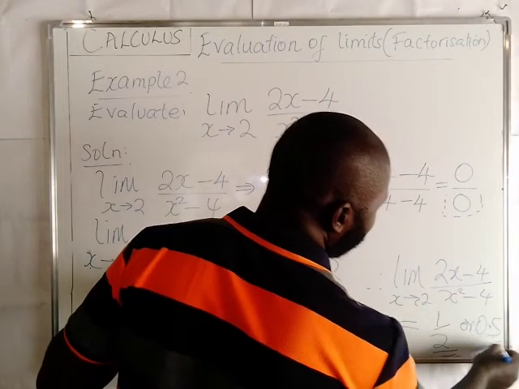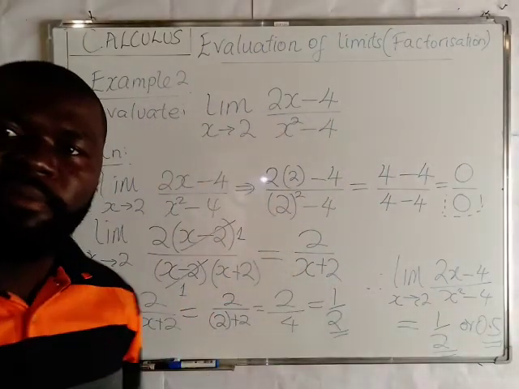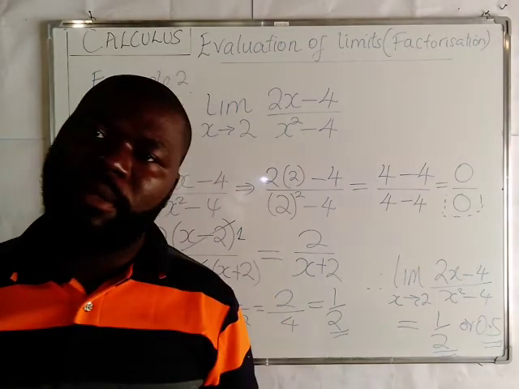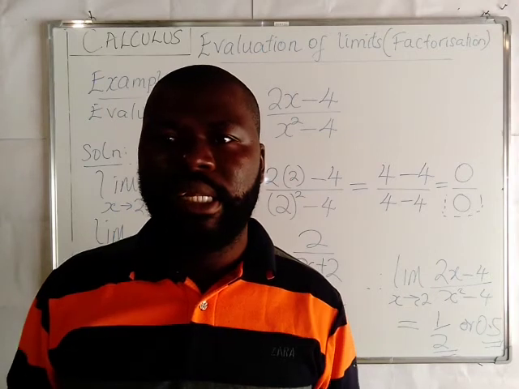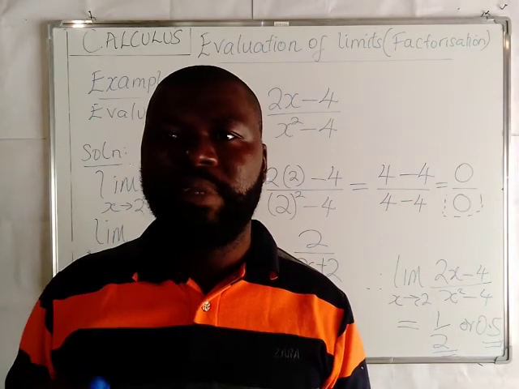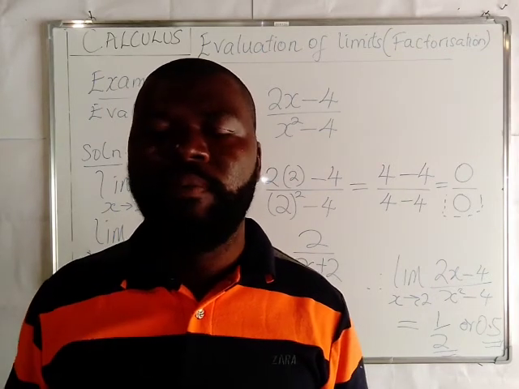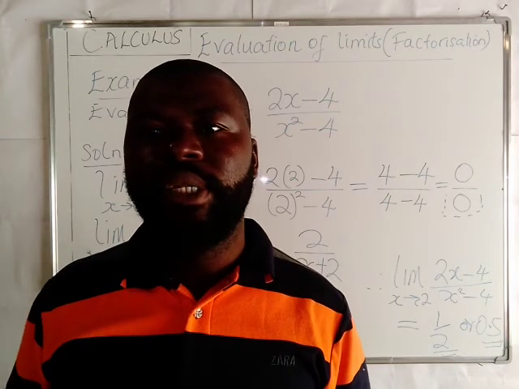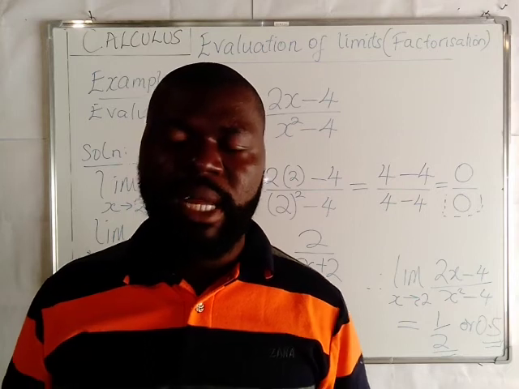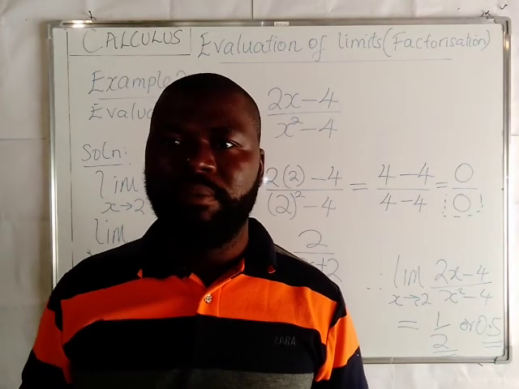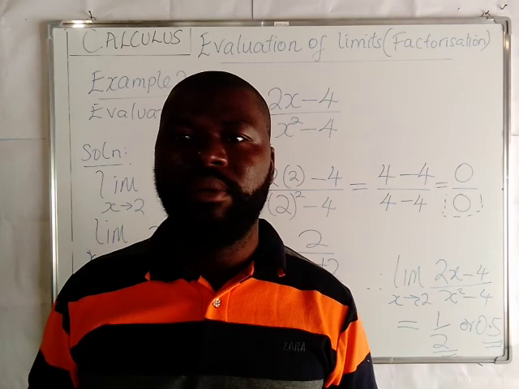or 0.5. So basically, this is how we work out limits when the substitution method gives us the indeterminate form. The indeterminate form is where we get 0 as the denominator. And in mathematics, division by 0 is illegal, it's not allowed.